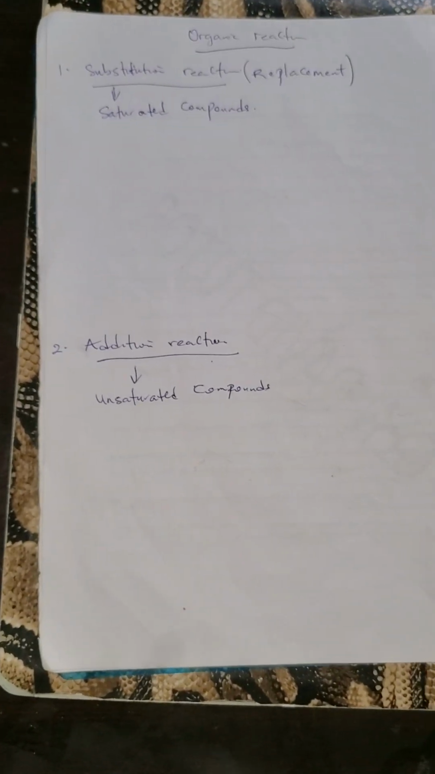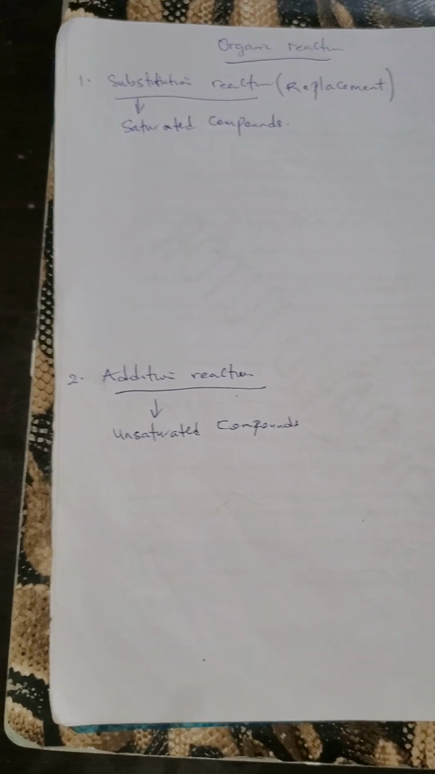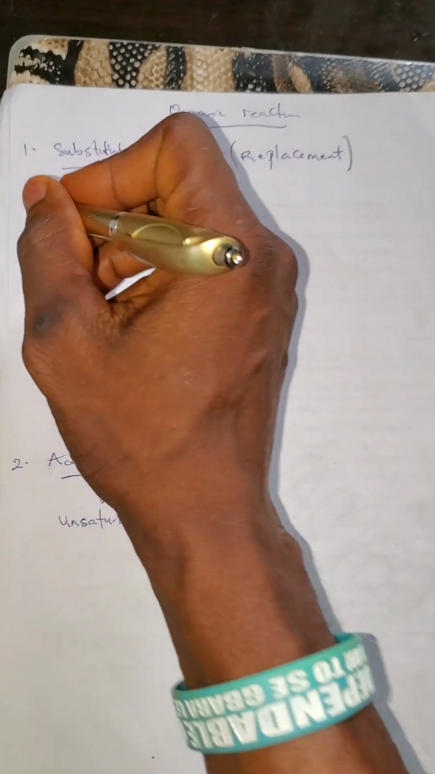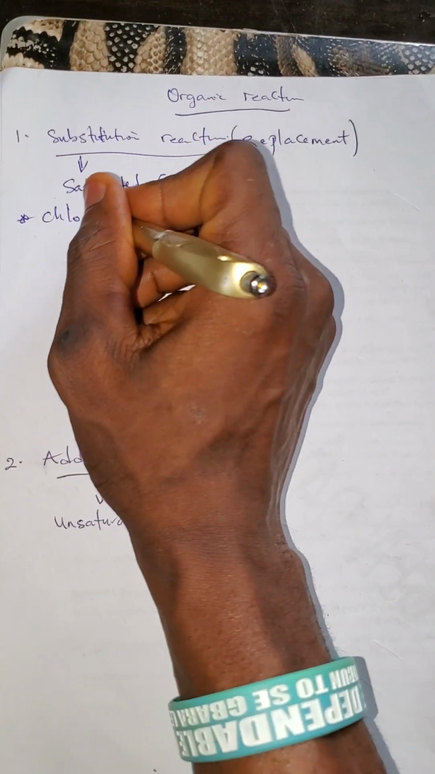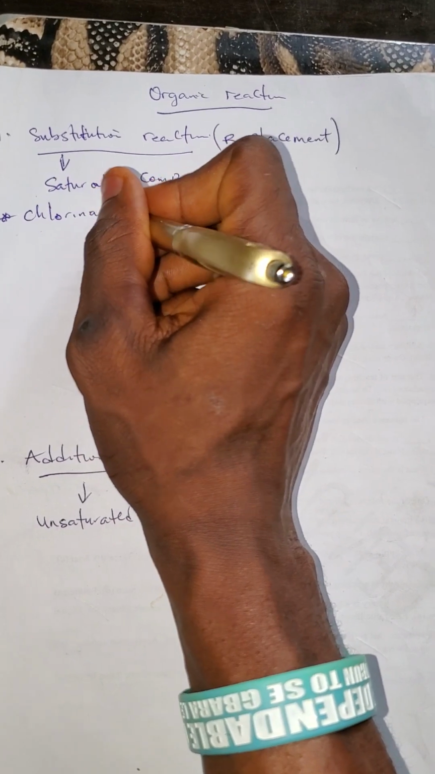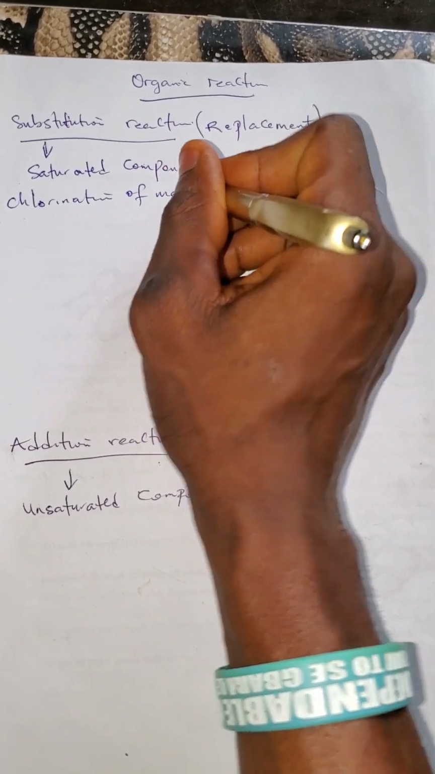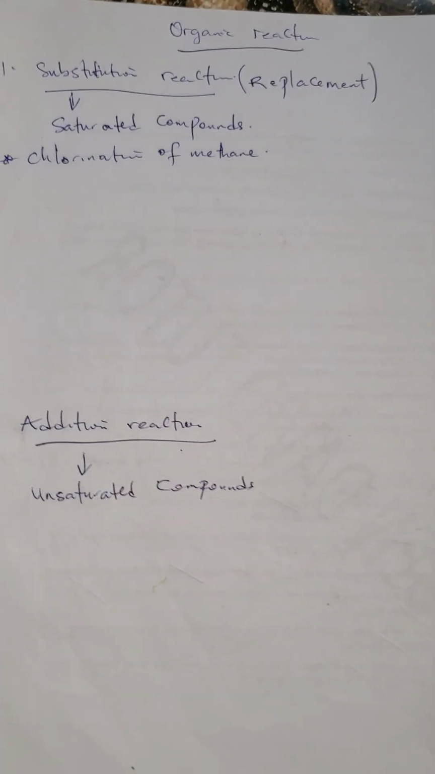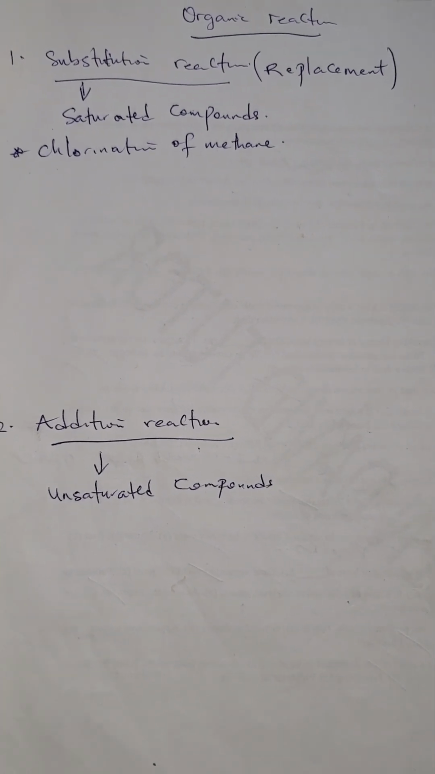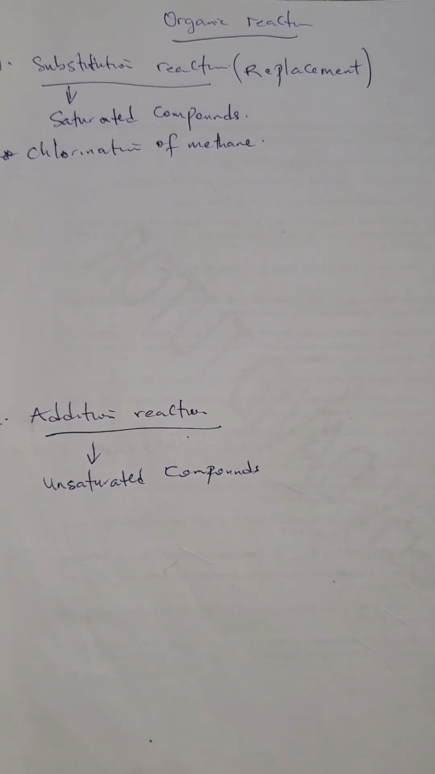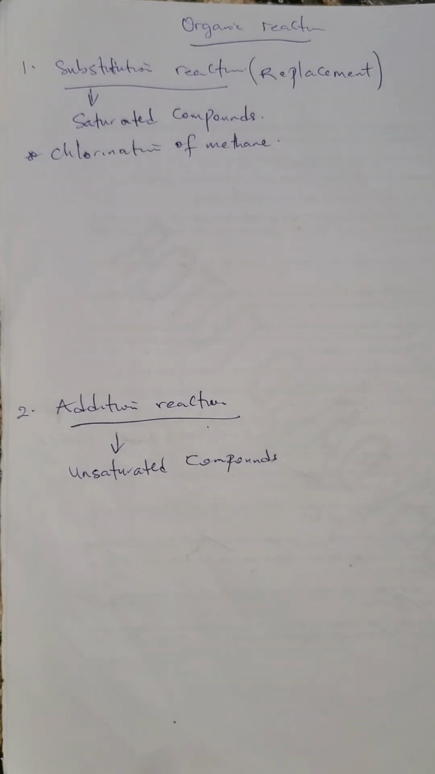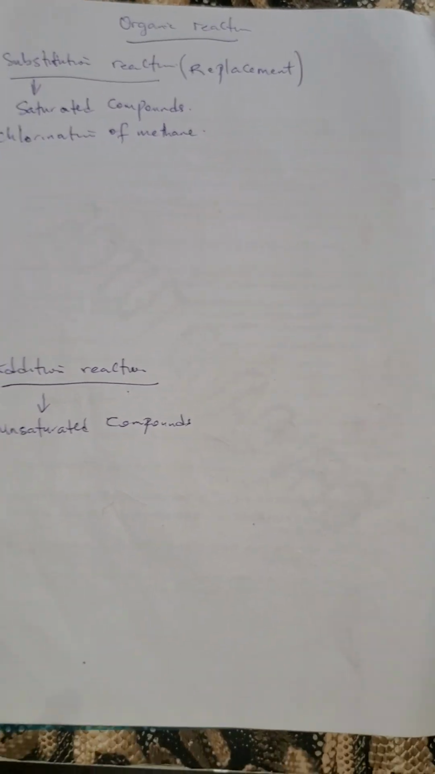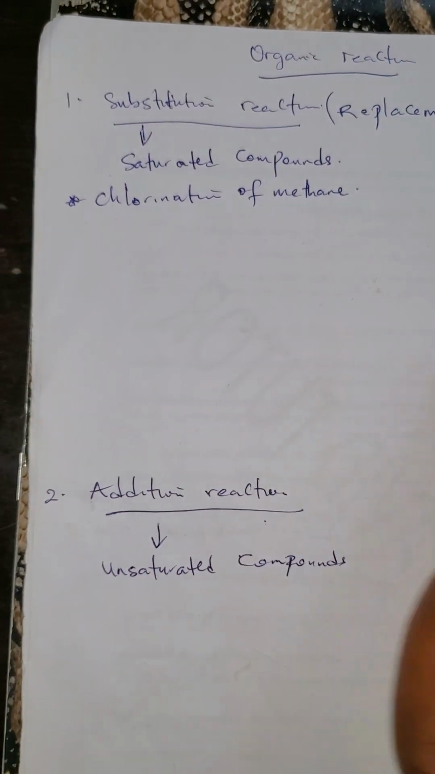Now, let us examine examples of saturated hydrocarbons. An example of a substitution reaction can be seen in the chlorination of methane. Let me give you an example: the chlorination of methane to yield tetrachloromethane. Now, let us examine the chlorination. When they say chlorination, it means addition of chlorine.